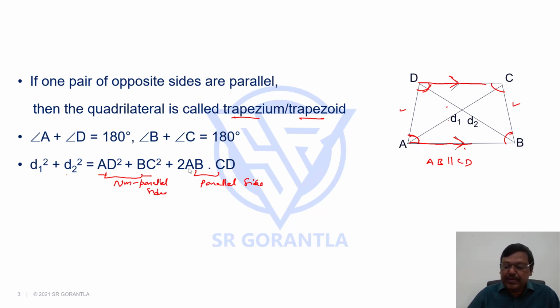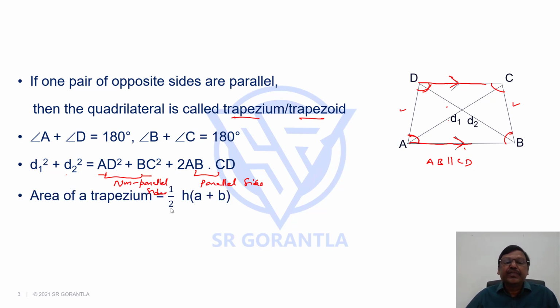And what is the area of a trapezium? Area of a trapezium is half h into a plus b, where a and b are the parallel sides. H is the perpendicular distance between the two parallel sides.